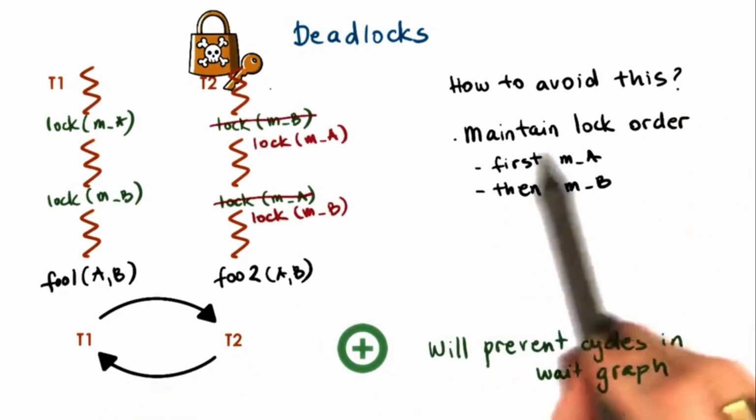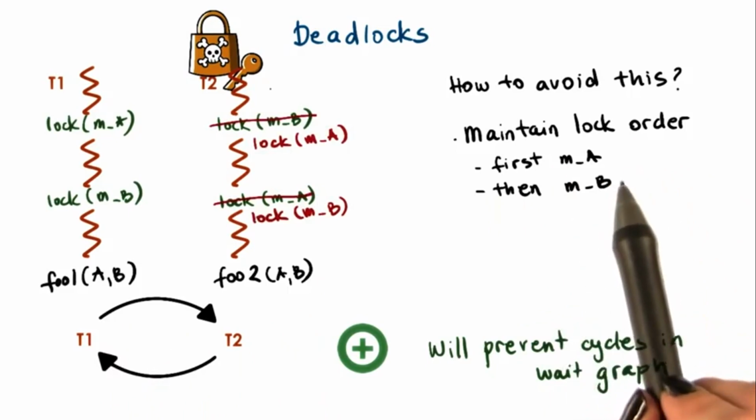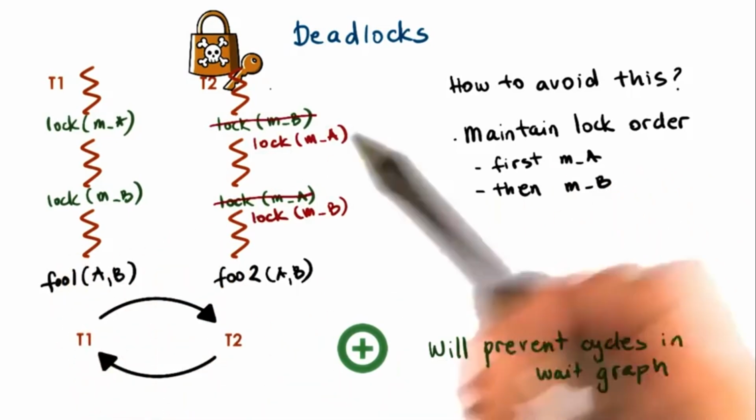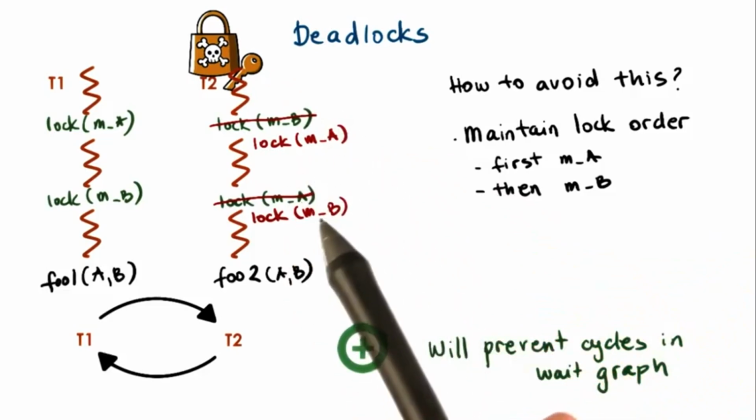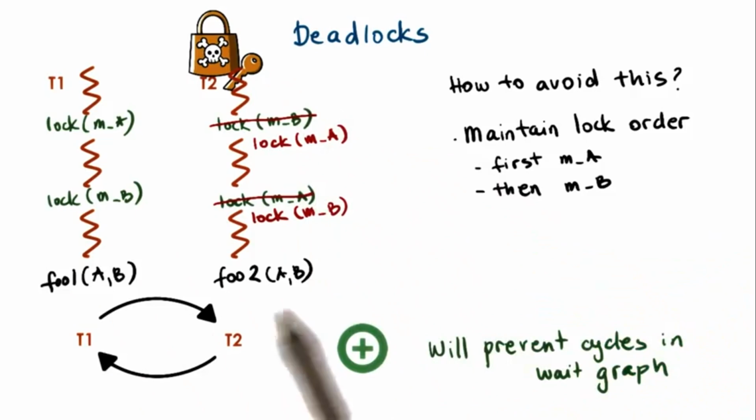So to enforce this kind of maintain lock order principle in the example before, T2 would have to get the mutexes, the mutex for A first and then the mutex for B. And there's no way then in this code a cycle would occur. There's no way that a deadlock can happen.